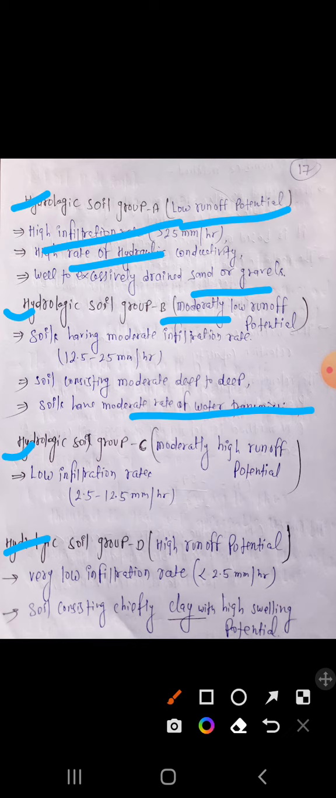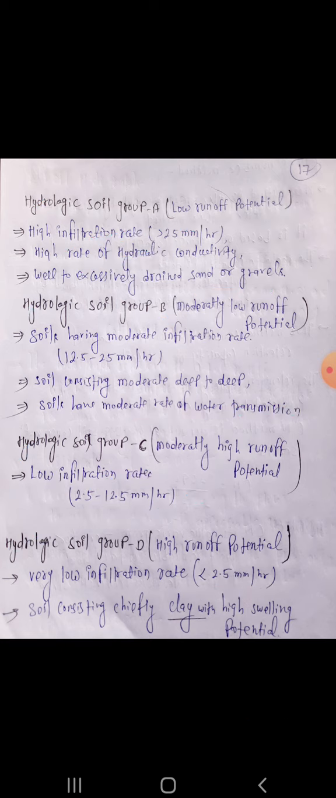Next is hydrologic soil group C. It includes moderately high runoff potential and a low infiltration rate, that is 2.5 to 12.5 mm per hour. It is a most important point from the exam point of view. And hydrologic soil group D has high runoff potential, that is, an impermeable soil surface, and it has a very low infiltration rate, less than 2.5 mm per hour, and soil consisting chiefly of clay with high swelling potential.